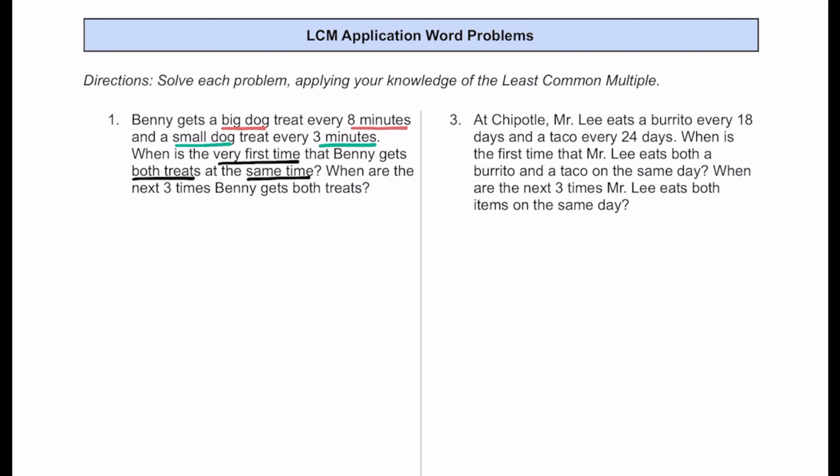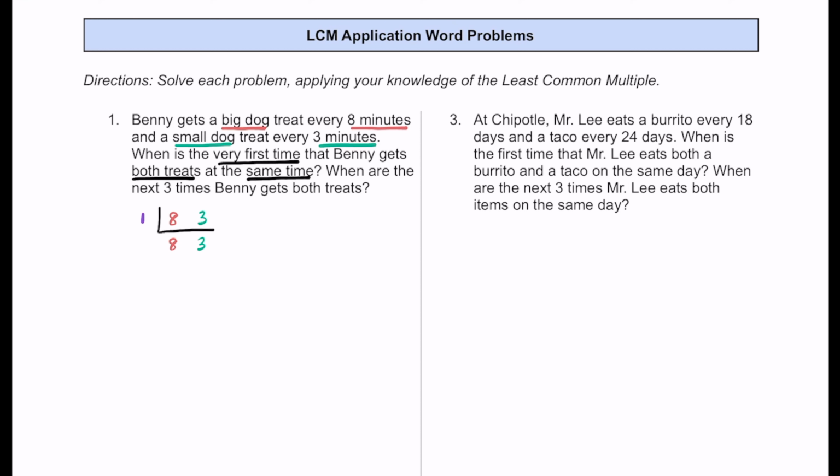Then the question goes on to ask, when are the next 3 times that Benny gets both treats? So we can just use the ladder method if we would like to right now. The first one is going to be every 8 minutes, and the other one is going to be every 3 minutes. If we use the ladder method here, or the cake method, we see that 8 and 3 are actually relatively prime. So we're just going to put the 1 on the side here.